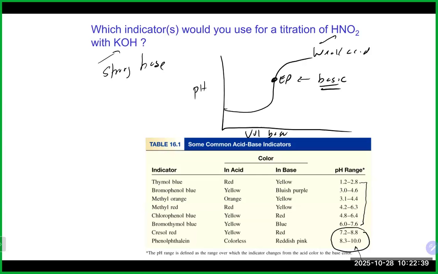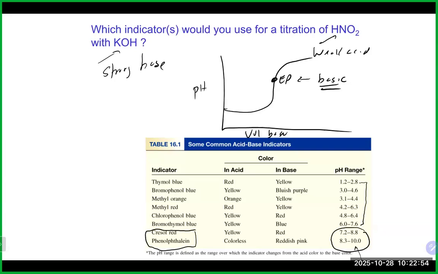You have a little bit more room there. But these two are definitely basic. You see some type of color change as it gets basic. And so probably the cresol red or the phenolphthalein would be your two best choices for this type of titration.